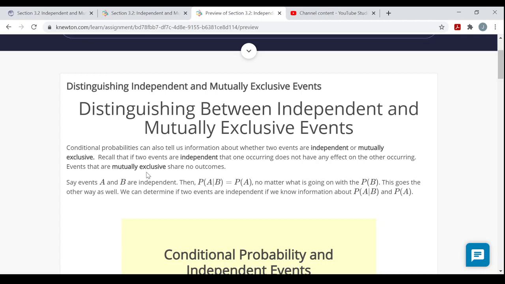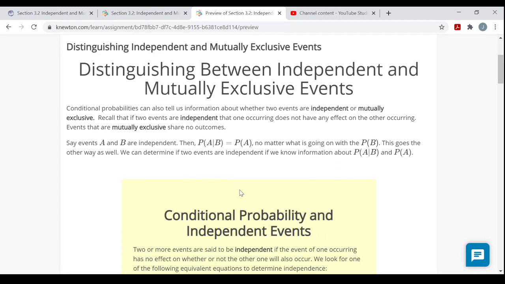And then they have the last sentence in this first paragraph. You already know what it means for events to be mutually exclusive now. All right, so I got that.